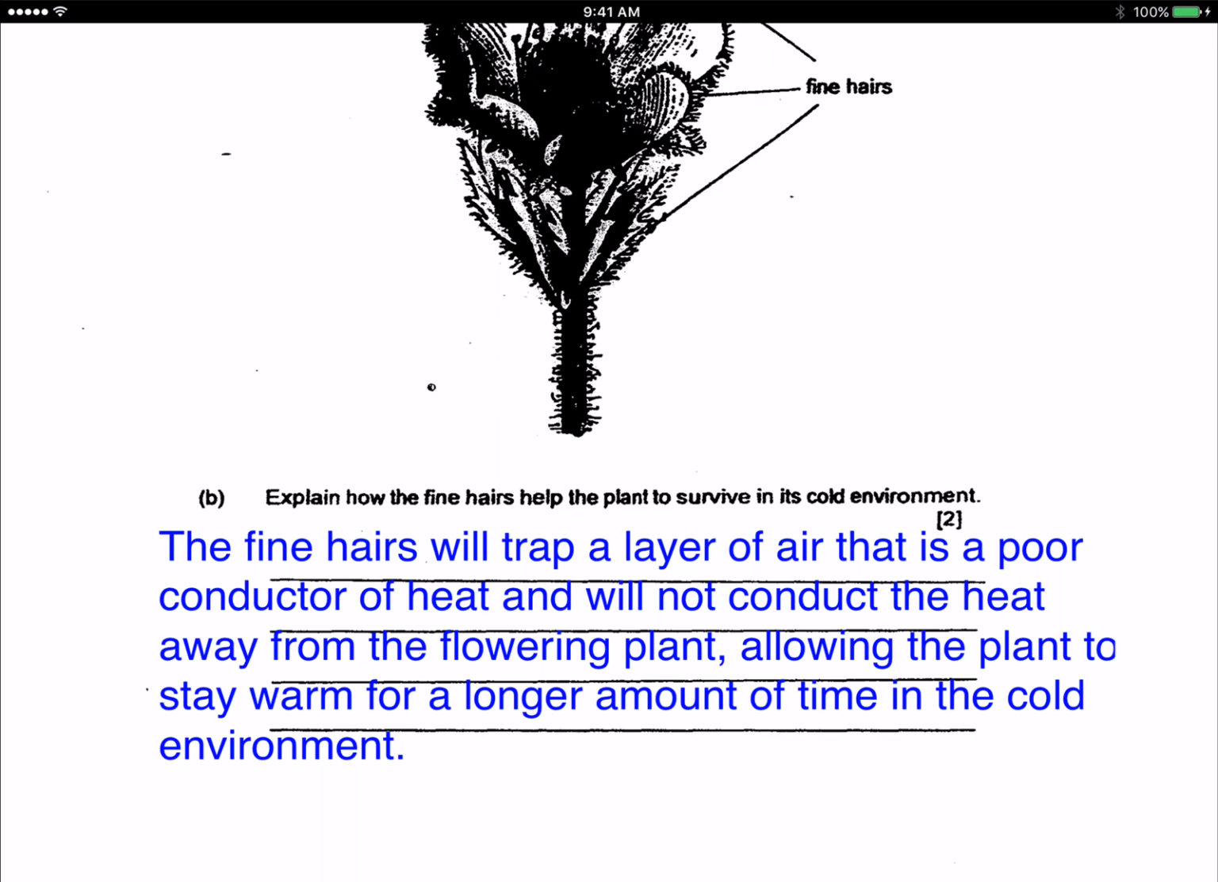Now you need to remember the key concept. You don't have to copy word for word, just the key concept. What are the key concepts here? A layer of air, poor conductor of heat. Then it will not conduct heat away from the plant, allowing the plant to stay warm for a longer period of time.